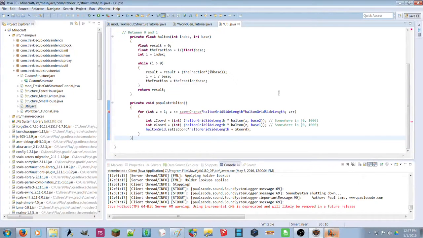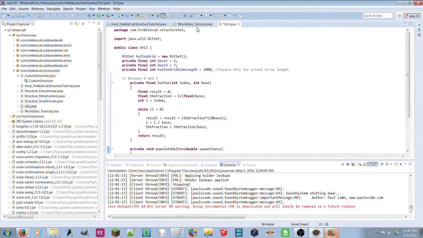Okay, now you've got one error in here. What you need to do in your populate Halton function is you need to have a double chance. Actually, let's just change that to spawn chance. There's no reason to change that name. Spawn chance. Okay, I'm going to save.